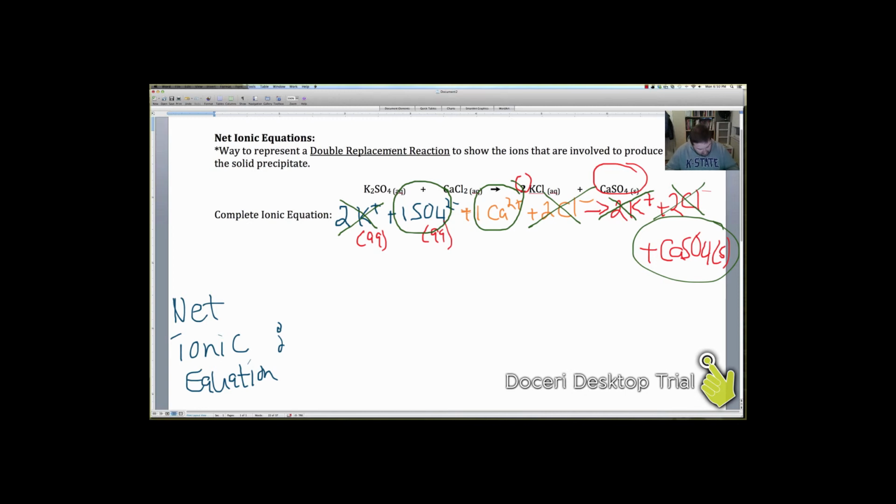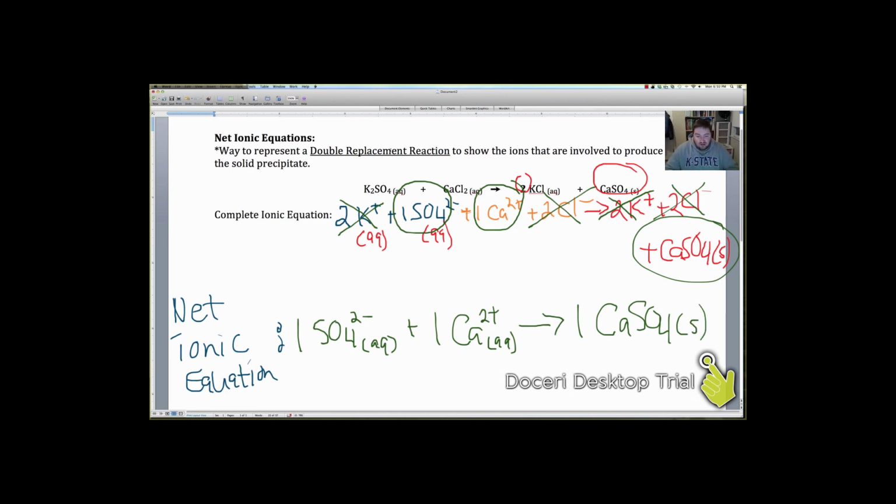So my net ionic equation would be, I need 1 SO4 2 minus ion, which is aqueous. To that I'm going to add 1 calcium 2 plus ion, which is aqueous. And that's going to produce 1 calcium sulfate compound that is solid. And right there is my net ionic equation. It just shows the ions that were involved that actually made the solid precipitate, which is the calcium sulfate.